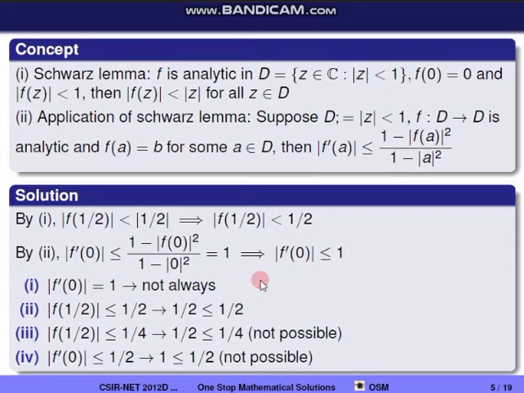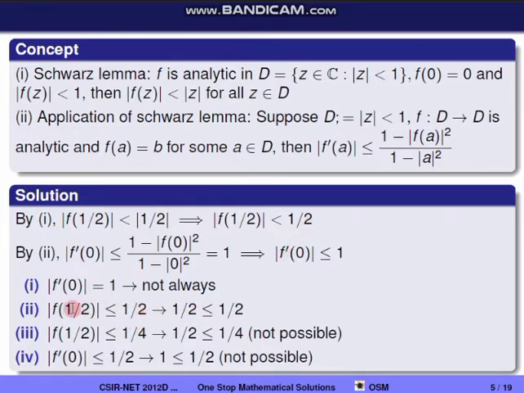So now we'll check the options one by one. First option, mod f dash of 0 is equal to 1. But we got mod f dash of 0's value is less than or equal to 1. So if we take mod f dash of 0's value to be 1 by 4, this option cannot be possible. So this option is not always true. Second one, mod f of 1 by 2 is less than or equal to 1 by 2. So we got mod f of 1 by 2's value is less than 1 by 2. Therefore, for any value, mod f of 1 by 2 is going to be less than 1 by 2.